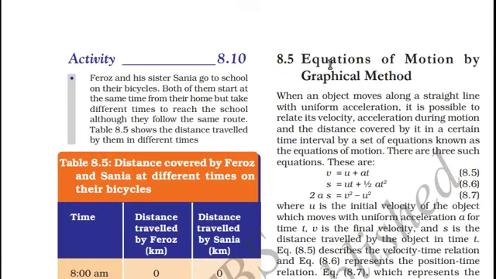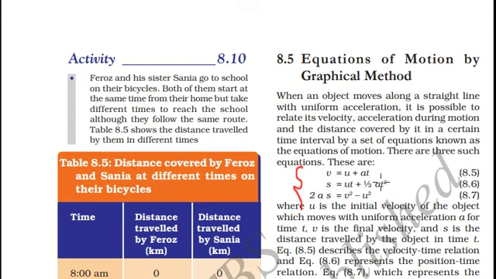This is the continuation of the previous lecture, Equations of Motion by Graphical Method. These are the equations of motion for an object along a straight path. Here V is final velocity, U is initial velocity, A is acceleration, T is time interval, and S is total distance travelled.